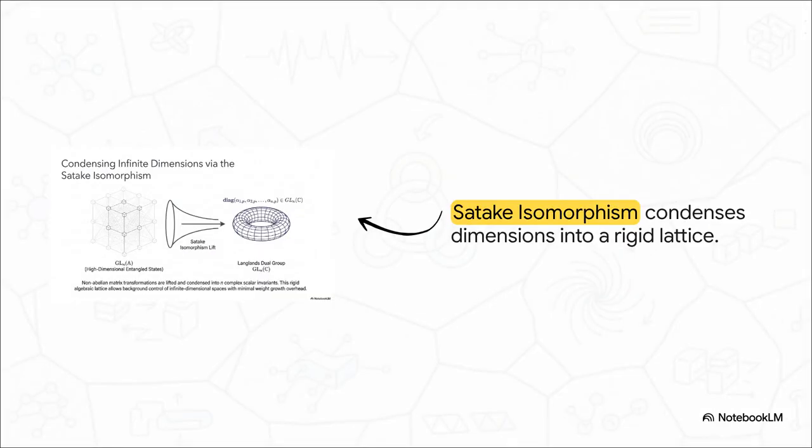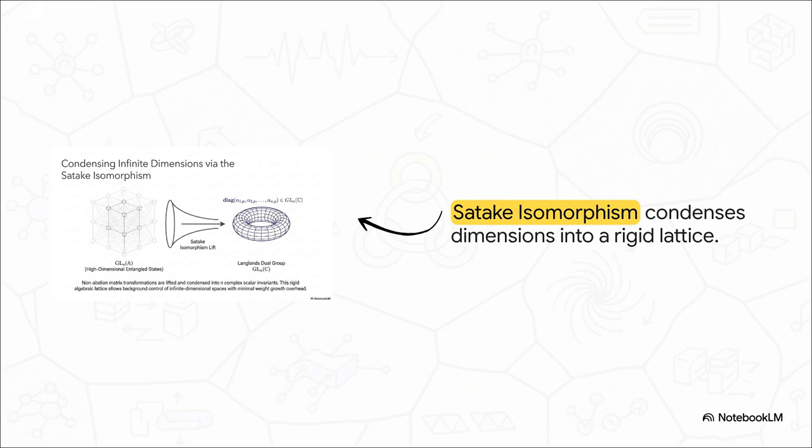So, the really crucial point here is how the Satake isomorphism condenses these highly entangled, infinite dimensional matrices into a rigid algebraic lattice of complex scalar invariants. This severely minimizes the computational weight overhead. It literally lifts the transformations through that funnel shape you see here, condensing them right into the torus shape of the Langlands dual group.